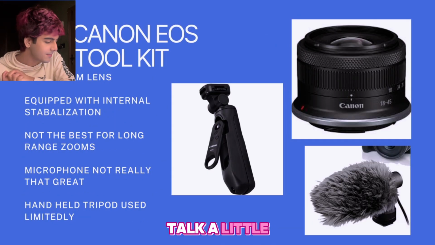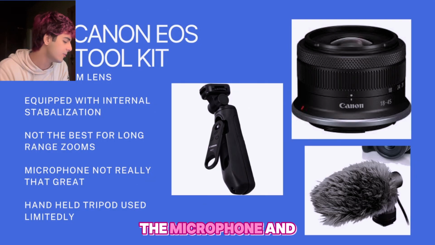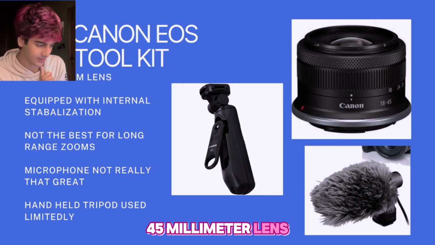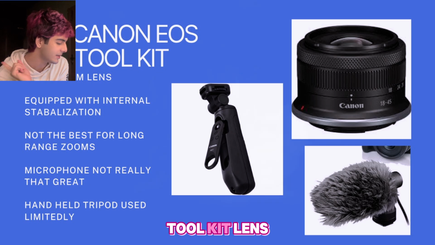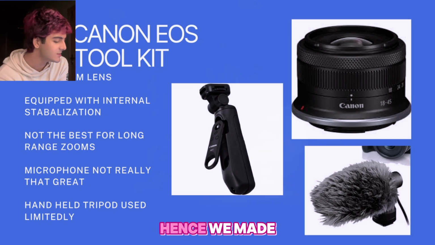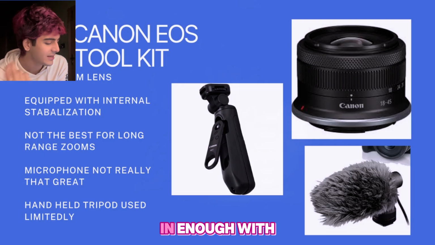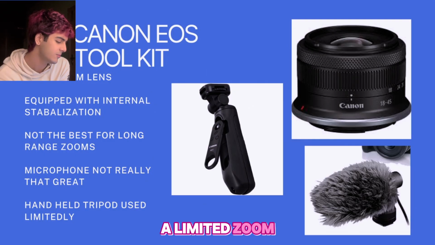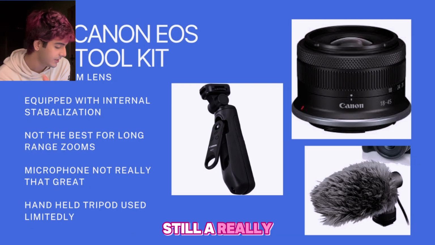Okay, let me talk a little bit about the Canon EOS R50 toolkit, which included the handheld tripod, the microphone, and the 18 to 45mm lens. The only lens we had available to us was the 18 to 45mm toolkit lens that comes with the camera. Hence, we made our best use of that. The only issue I had with the lens was that we could not zoom in enough with it, as it had a limited zoom range. But its internal image stabilization is still a really good pro to it.